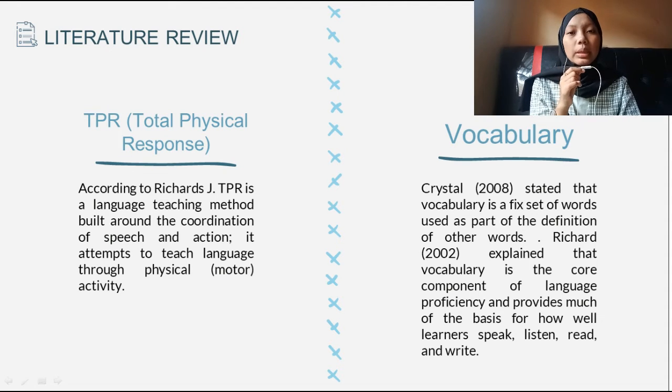So the next is about vocabulary. Crystal in 2008 states that vocabulary is a fixed set of words used as part of the definition of other words. So vocabulary is a set of words possessed by someone which is used to communicate in spoken or written forms. It can be concluded with the statement from Richards in 2002, who explained that vocabulary is the core component of language fluency and provides much of the basis for how well learners speak, listen, read, and write.